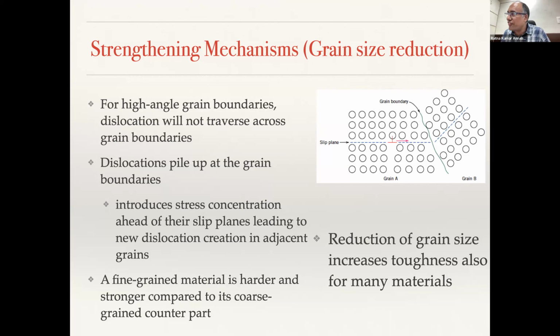So a fine grained material, where the grain size is smaller, is harder and stronger compared to its coarse grained counterpart, because in a fine grained material, the total grain boundary area for the same volume is going to be much larger, because there are more grains. Since the grain boundary area is increasing, the material behaves as if it is harder than a coarse grained counterpart, right?